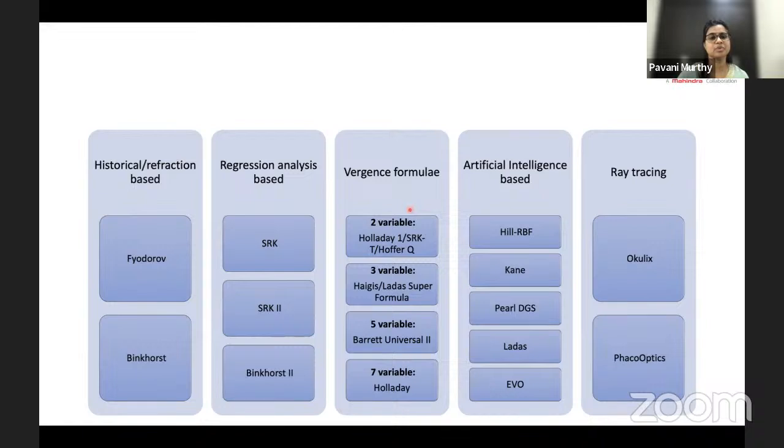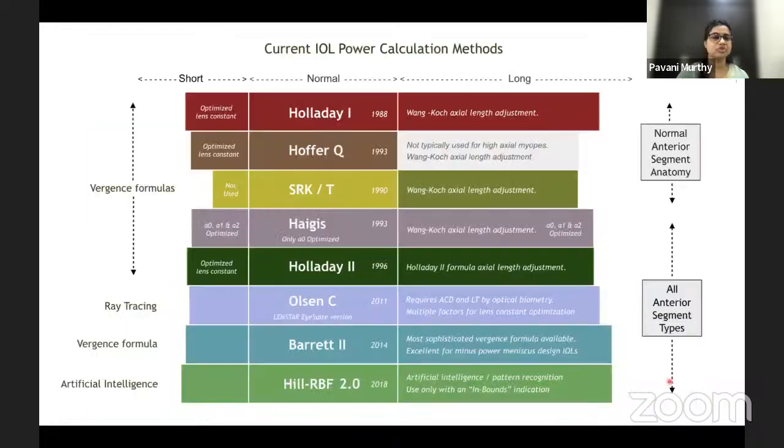The newer formulas are again divided into different varieties depending upon the variables which they use. Universal Barrett 2 is commonly being used now with high accuracy. Artificial intelligence based formulas like Hill RBF, Kane, Pearl DGS, EVO are really good. Ray tracing is again the future, Okulix, Phacooptics, but these are paid options.